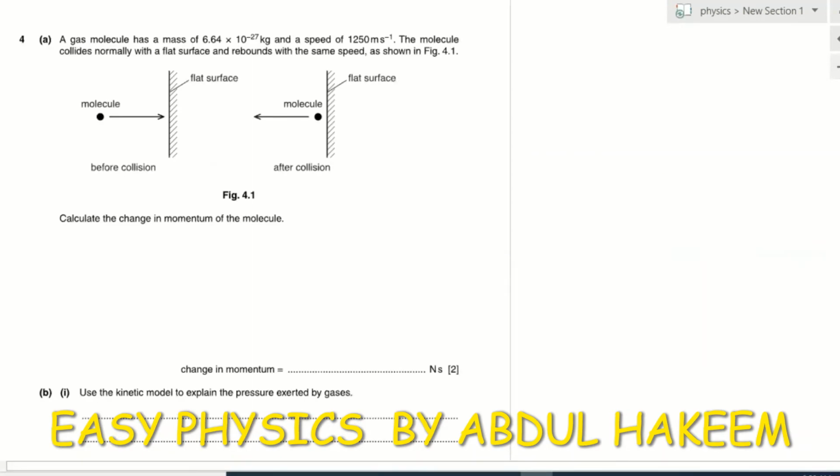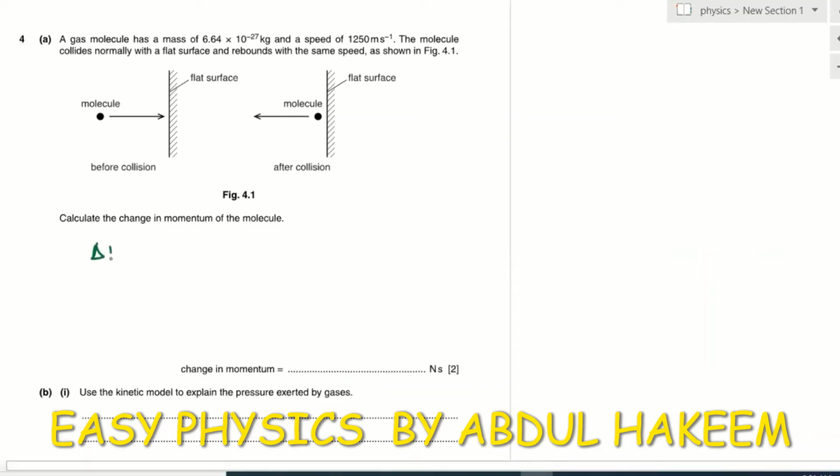Now move to the next question. A gas molecule has a mass of 6.64 × 10^-27 kg. At a speed of 1250 m/s, the molecule collides normally with the flat surface and rebounds with the same speed. Calculate the change of momentum.